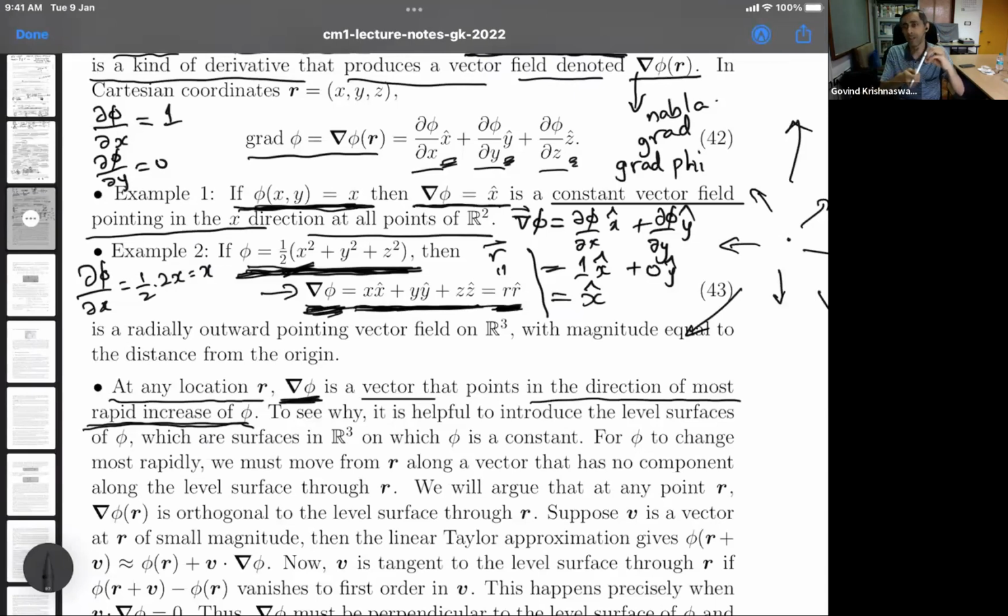Along the sphere, phi doesn't change. Orthogonal to the sphere, phi changes very fast, I mean, the fastest it can. There are, of course, two options. You either go outward or you go inward. If you go inward, phi will decrease most rapidly. If you go outward, it will increase most rapidly. Is this intuition understandable?